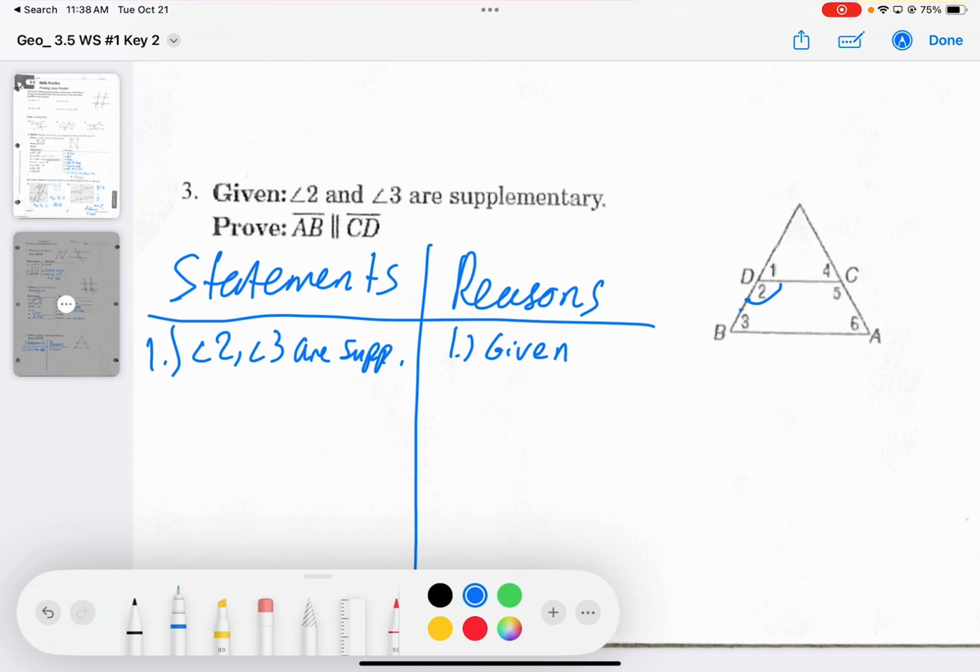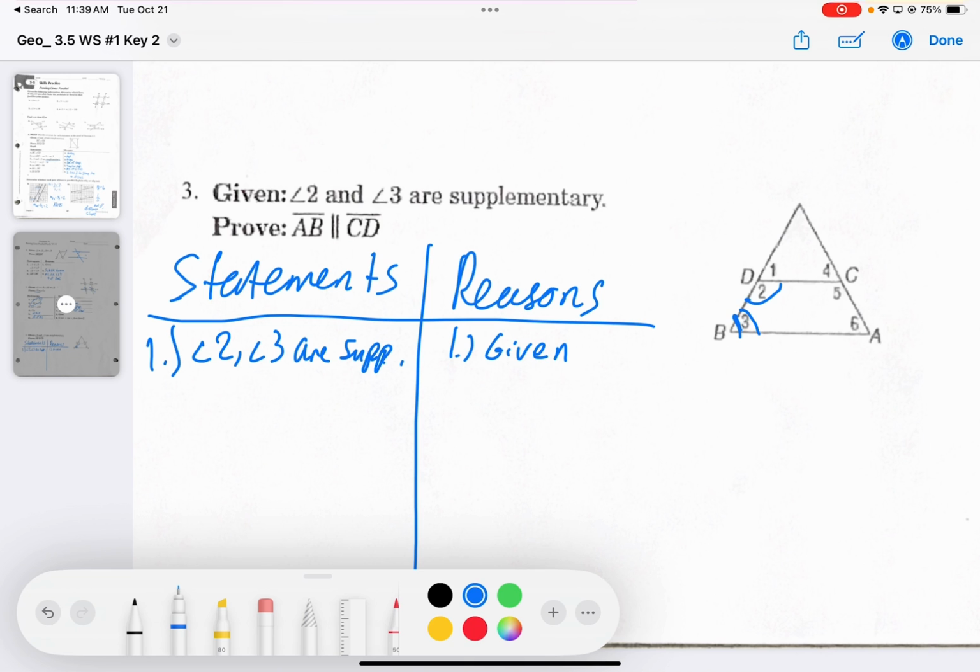Angle 2 is here. Angle 3 is there. What type of angles are 2 and 3? Consecutive interior. Not linear. They are consecutive interior because they don't share a common vertex. That's why they can't be linear. But they are going to be consecutive interior angles.